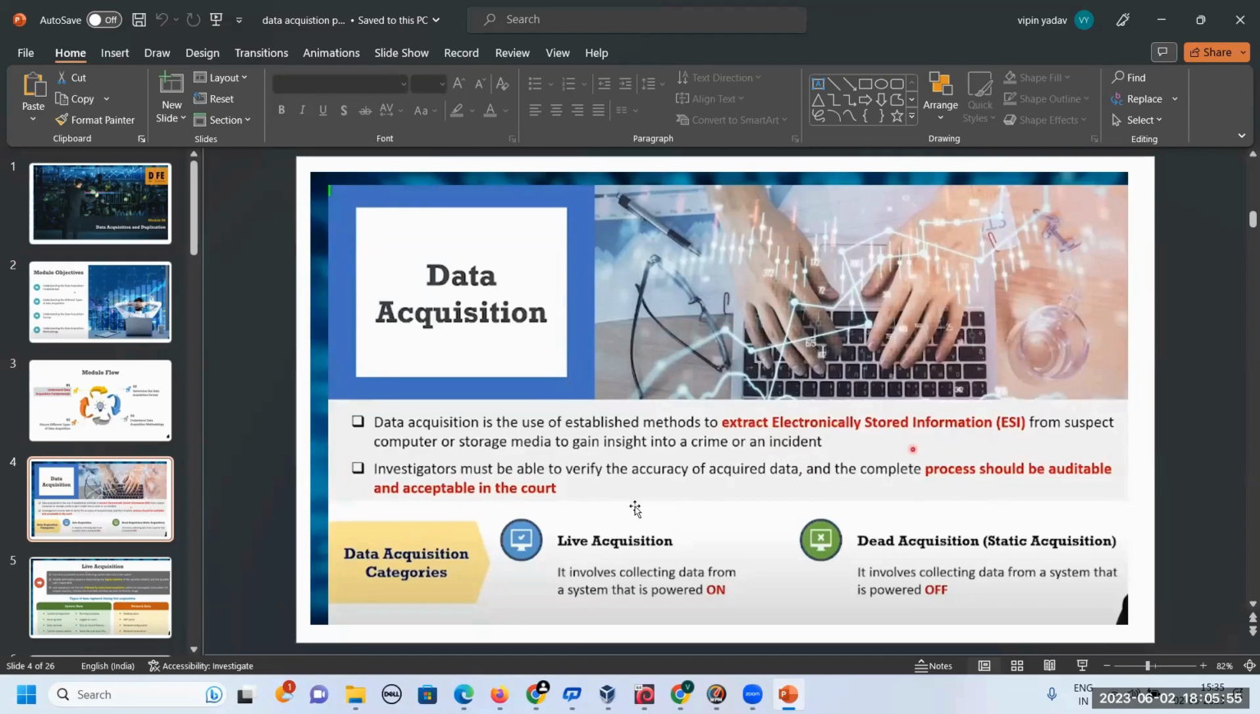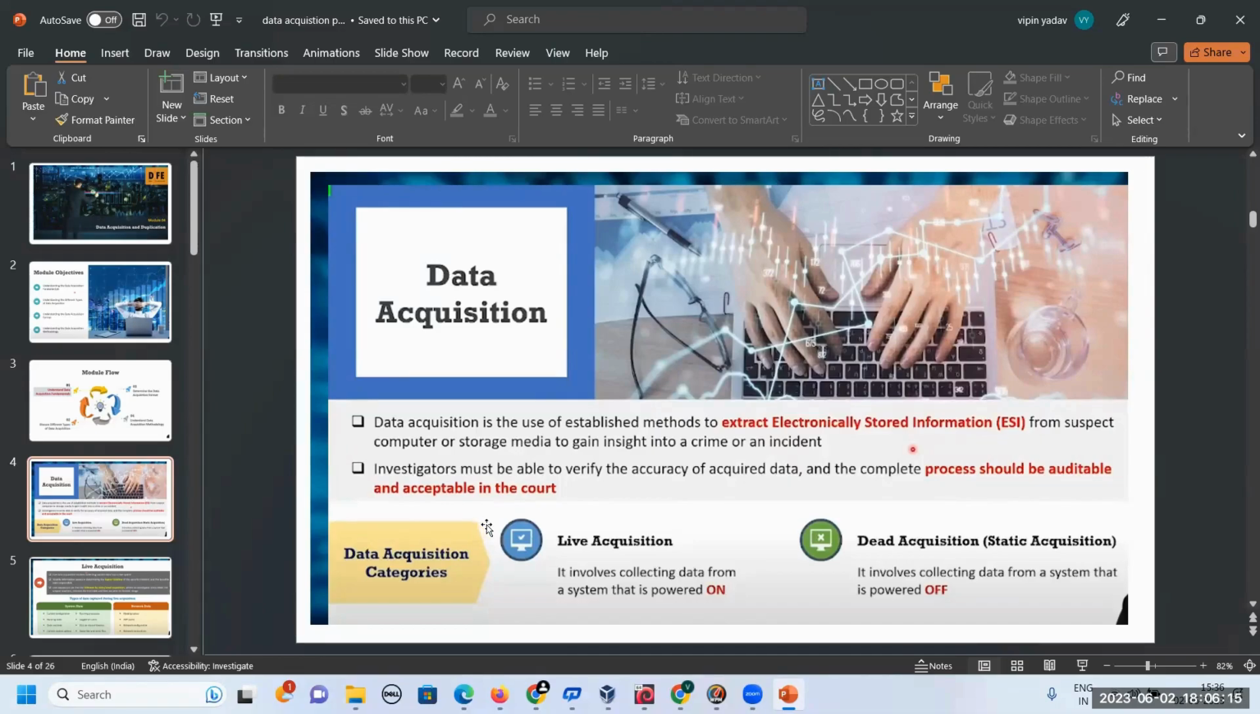The investigator should be able to verify the accuracy of the acquired data, and the complete process should be auditable and acceptable in a court. It's telling that the acquisition should be such that the court can completely accept it.